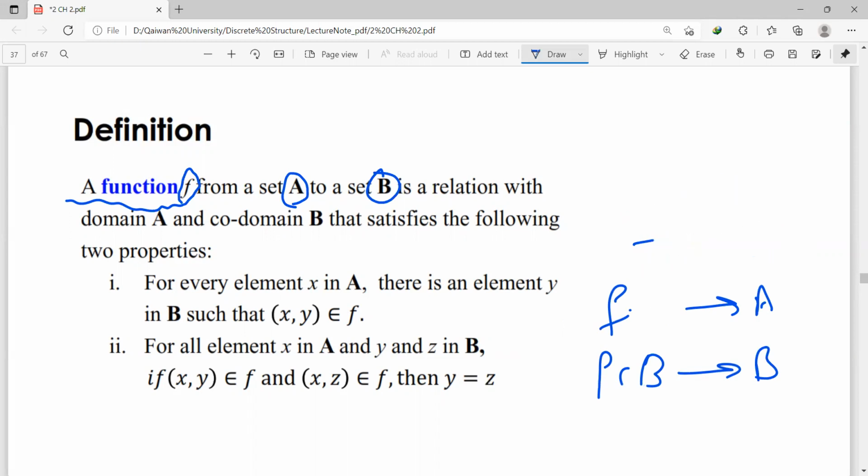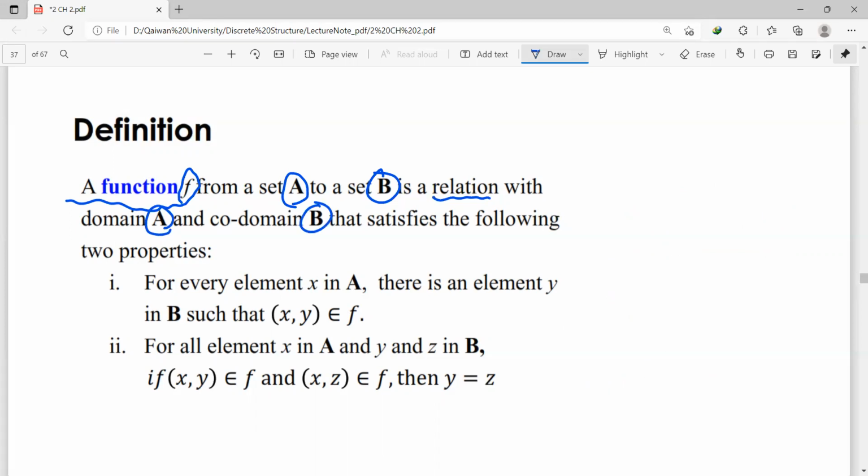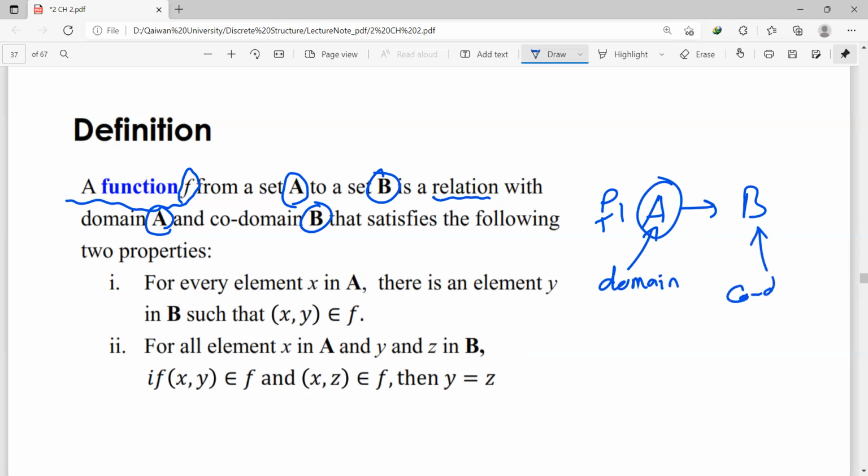Okay? We say a function f from set A to set B is a relation with domain A and codomain B. Here, A is called domain and B is called codomain. Here we say if f is from, let's say, A to B, A is domain. This set is called domain, and this set is called codomain.